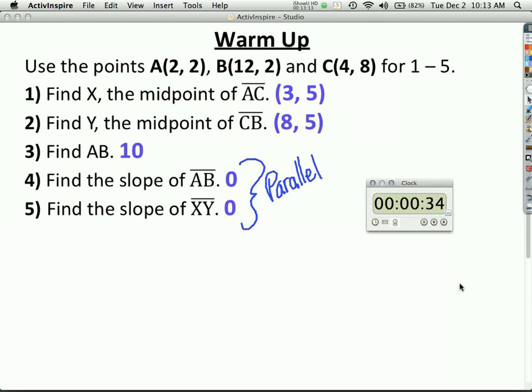Xiomara said that segment AB and segment XY were parallel. She said because they have the same slope. Well, now look at the picture. What else can you observe? You have about 20 seconds.